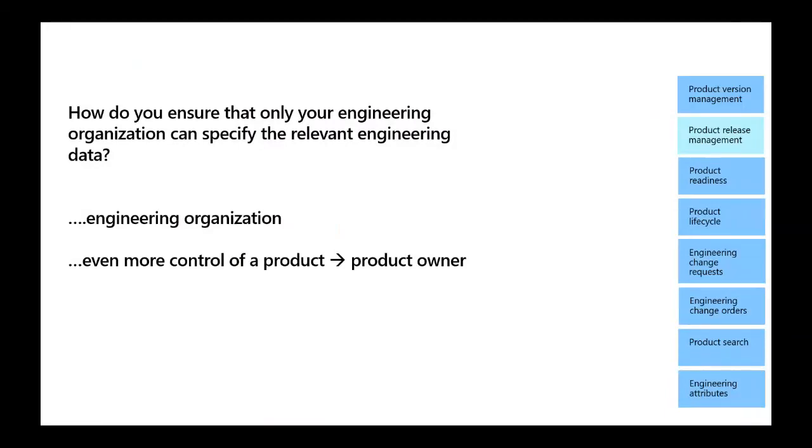The toggle basically helps us with the choice. But then how do we ensure that only the engineering organization, the one that is designing how the products are, can specify this engineering data? So there's literally an engineering organization concept. And if we want even more control of a product, we have the concept of product owner that you saw when we were creating the product, which is basically a person assigned to a product that is going to be the only one that can release it.